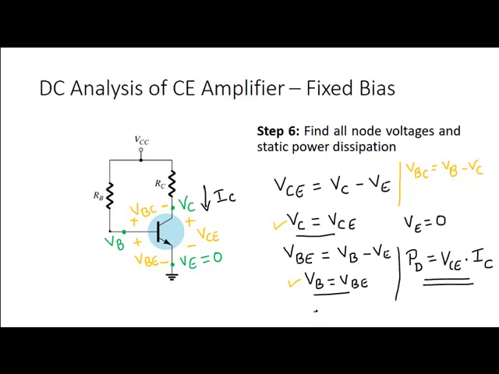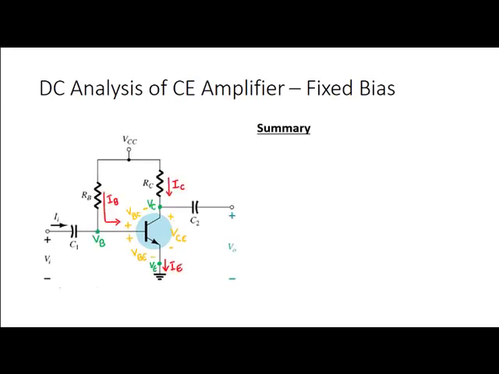So the Q point of this configuration, the Q point being the quiescent point, is an ordered pair: VCE comma IC. We found both the parameters, and this is the Q point for this particular circuit. This completes the DC analysis of the fixed bias common emitter amplifier. So let us have a quick look at what we did.